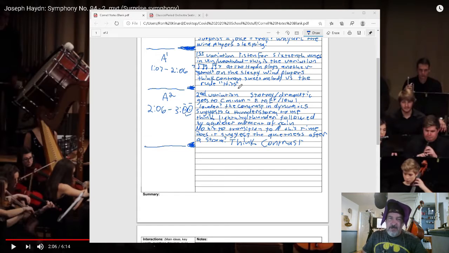So in the second variation, I see this variation as stormy or dramatic. So Haydn moves us to C minor. And how does he do that? He takes our E natural, our first finger on the first tape on the D string, and he turns it into an E flat, which is a low 1 on the D string.